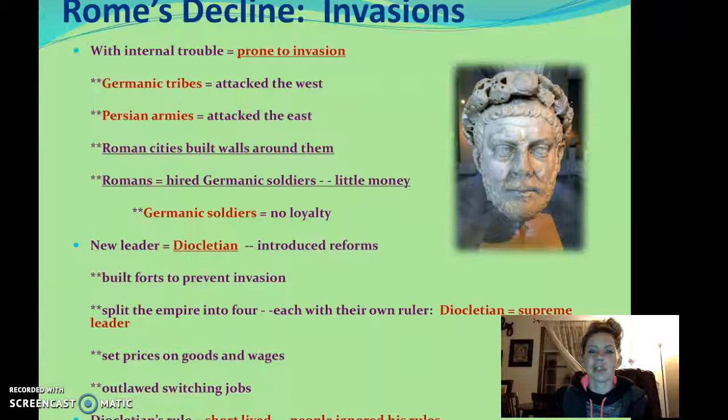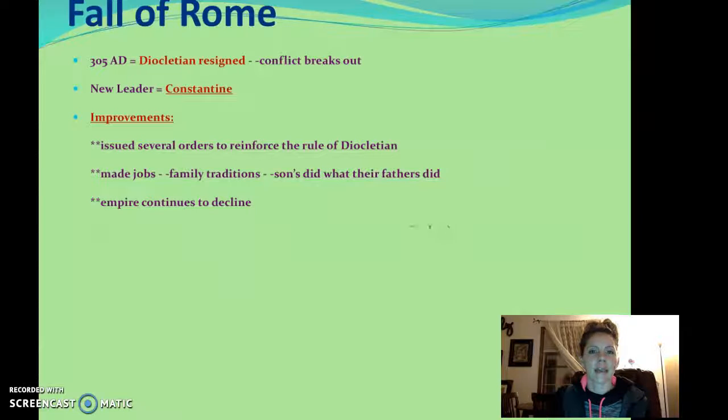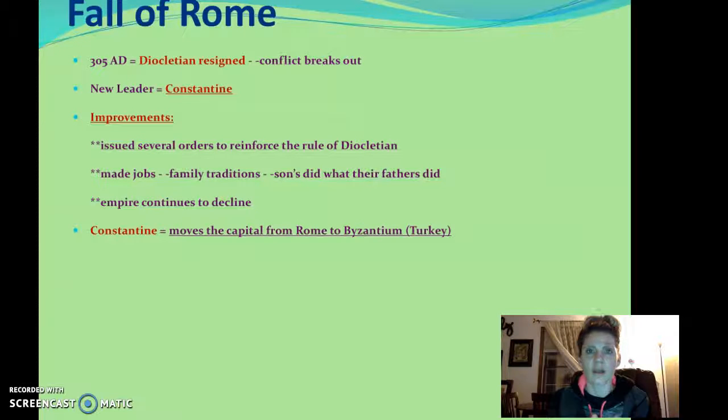Okay, people didn't really like Diocletian. They didn't agree with his laws, so he was very uninfluential. He wasn't able to make change. So Diocletian resigns, and a new leader takes over. His name is Constantine. Next year, you talk a lot about Constantine. We briefly talk about him here.